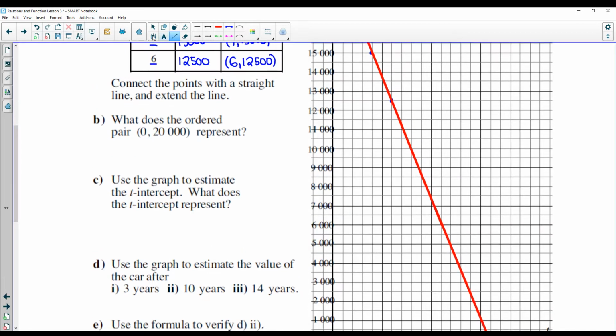Okay, now B says, what does the ordered pair 0, 20,000 represent? Well, 0 means the value of the car when time is equal to 0.